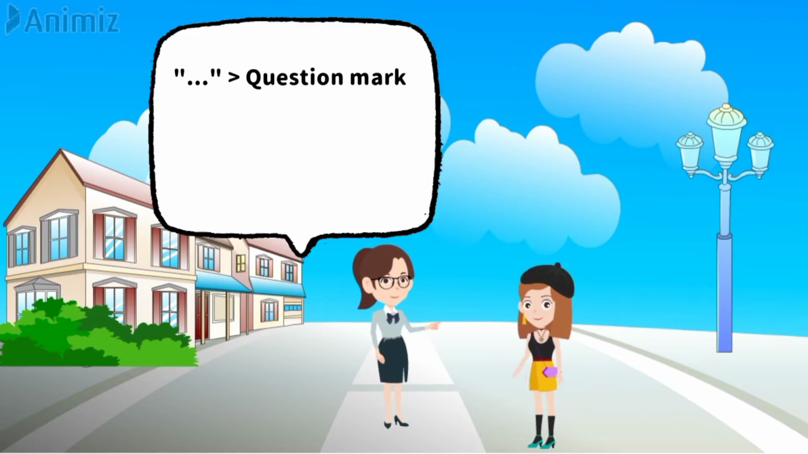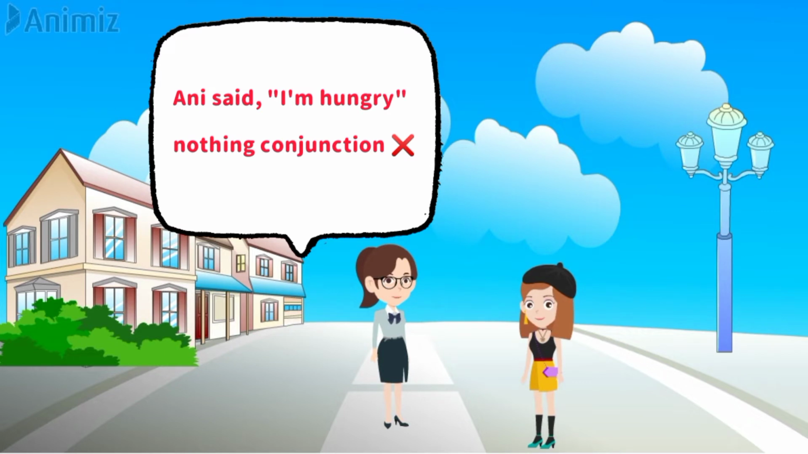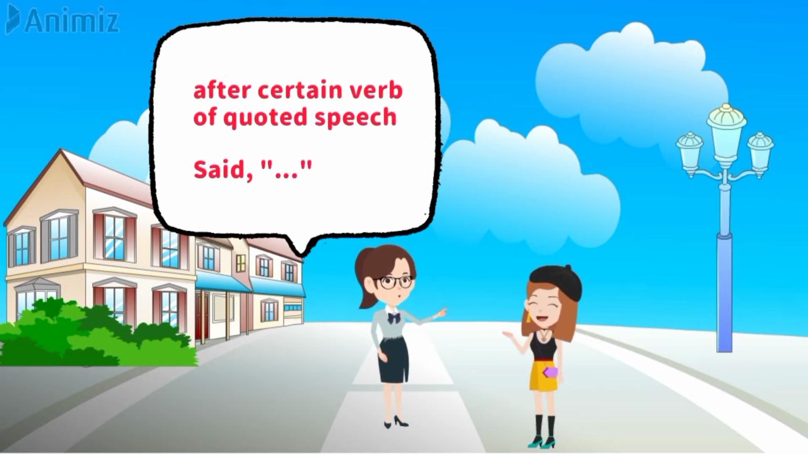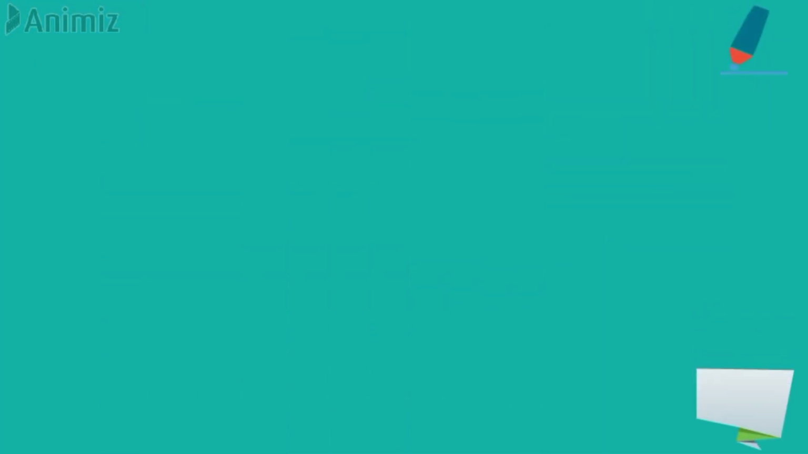We can analyze. Annie said, "I'm hungry." There is a quotation mark, yes, in "I'm hungry," right? And there is no conjunction, right? There is no conjunction. Annie said, "I'm hungry." And the quotation mark is located after a certain verb. Yes. Next is indirect speech.